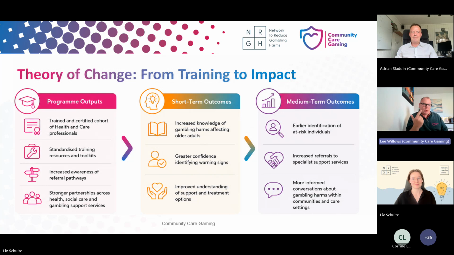How do we measure the program's success? What are the short-term outcomes, and what are some of the medium-term outcomes? And we've put some of those on the slide just there. Those working in this space, a lot of those points there will be familiar to you. Next slide, please.